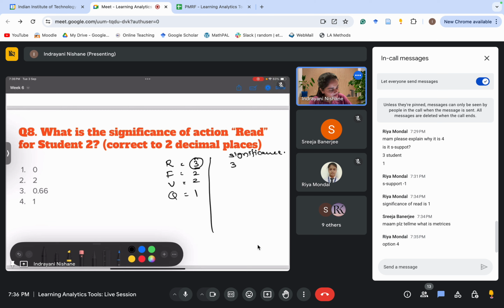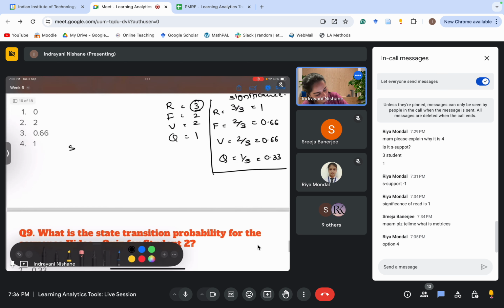So 3 divided by 3. For forum it will be 2 divided by 3. For video it will be 2 divided by 3. And for quiz it will be 1 divided by 3. That gives 1, 0.66, 0.66 and 0.33. So this is the significance.